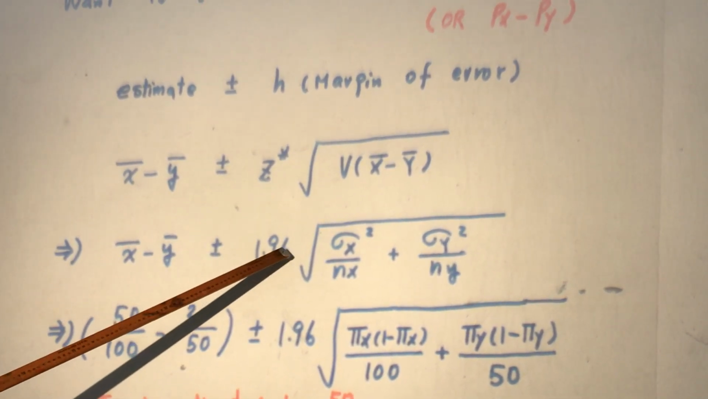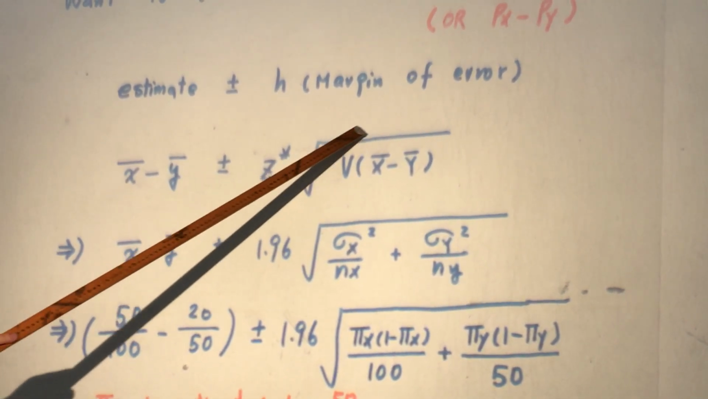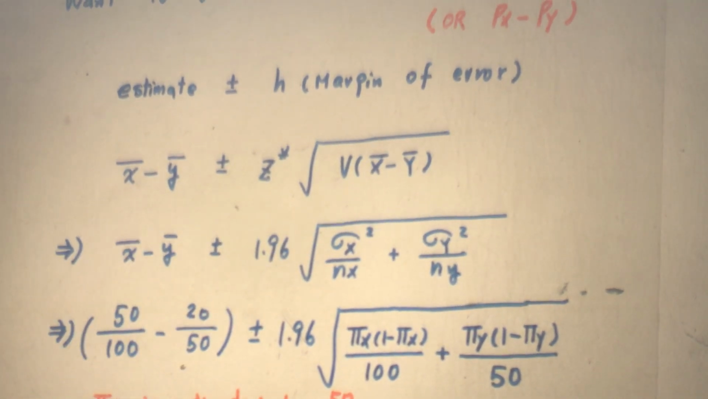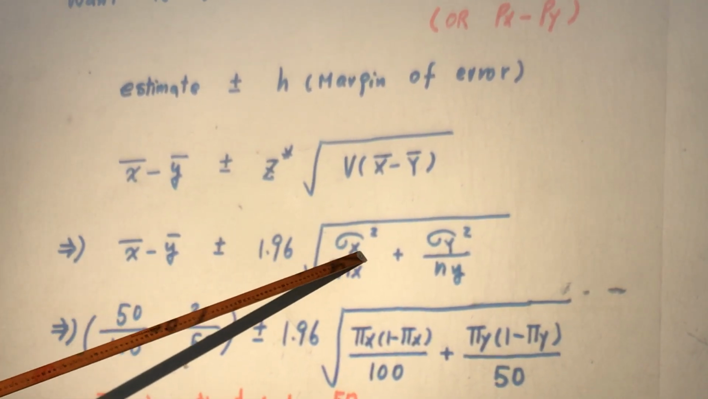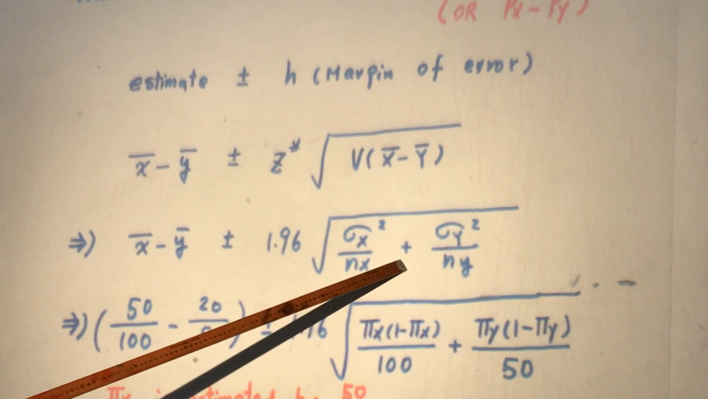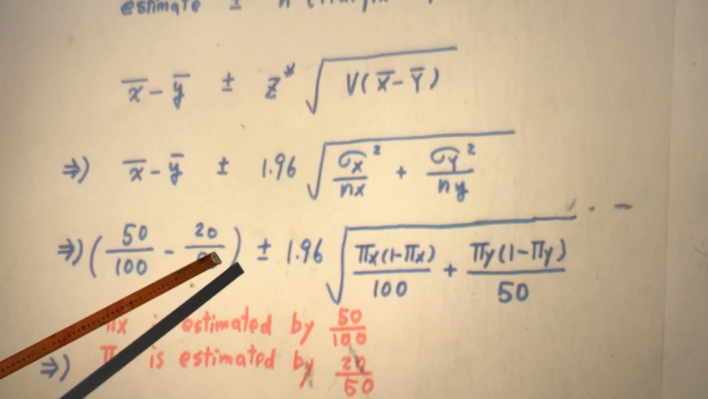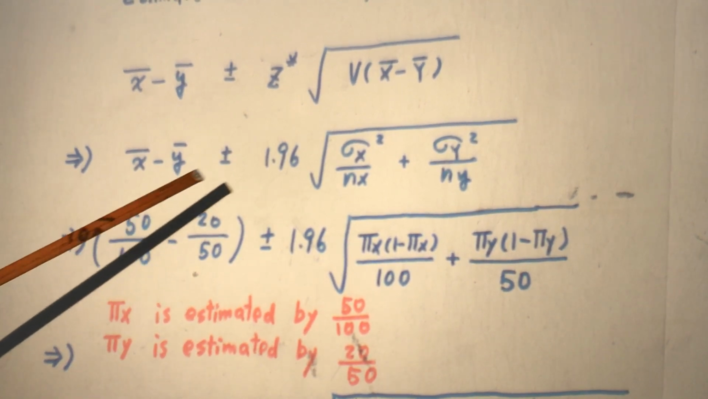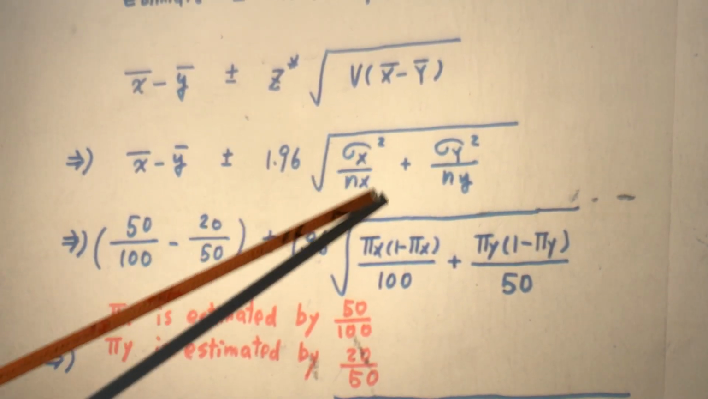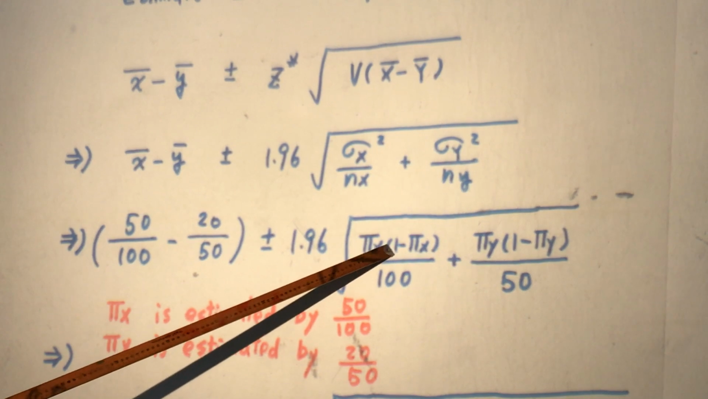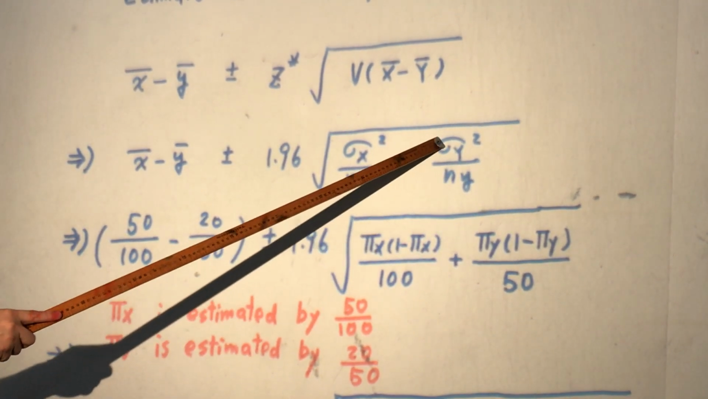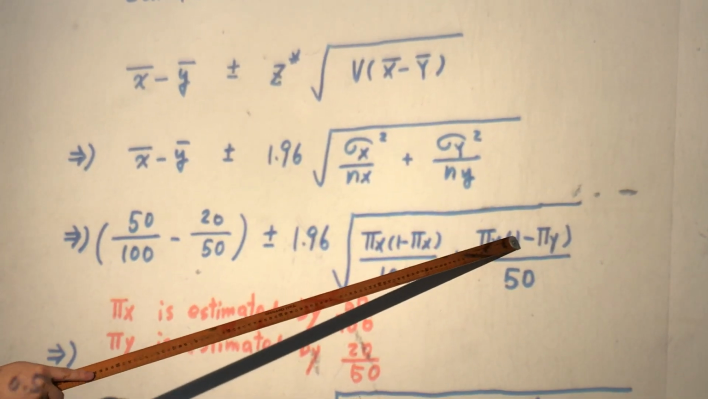For the 95% confidence level, z star is 1.96. And inside, just like what you see in chapter 7, it becomes variance x squared over nx plus variance y squared over ny. Are you with me? But for a Bernoulli random variable, the variance of x is pi x times 1 minus pi x, and the variance of y is pi y times 1 minus pi y.